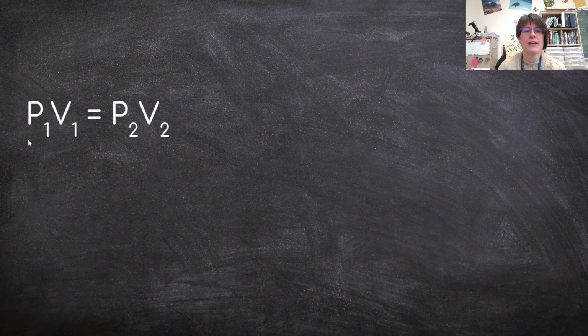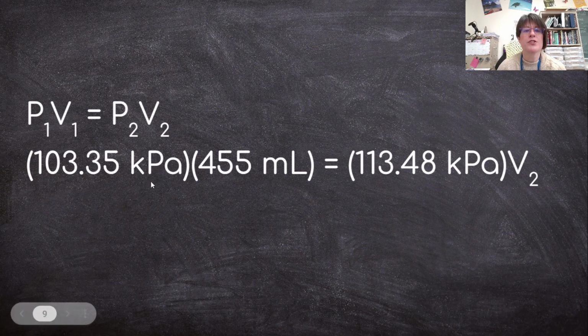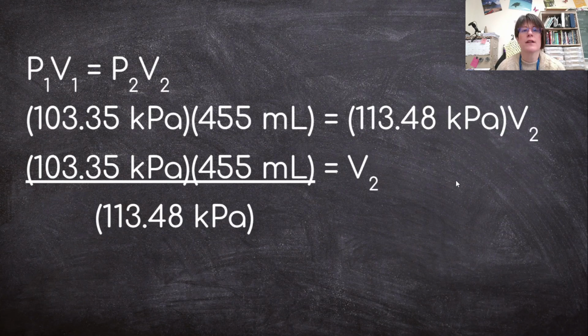So I write down my equation. P1V1 equals P2V2. I put in my substitutions for my P1, my V1, my P2, and V2 remains as a variable because that's what I'm after. Now, I cannot get my answer this way. So using algebra, I have to divide both sides by 113.48 kilopascals. So I show that work here. Now, I am just adding things in, so you don't have to rewrite all these numbers each time, just to show you the progression. So you just have to add each new thing on all of these problems.